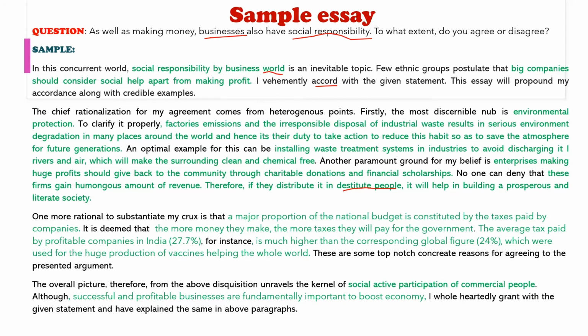So I'm saying that the rationale is that they earn too much money, and hence the tax paid is also very much, and the more they earn, the more tax they will pay, and this will help the government in doing various things. And then I'm giving the example that the average tax paid by profitable companies was more than the global figure, and this tax was used to produce vaccines which help everyone in the world. Okay, so these are some top-notch concrete reasons for agreeing with the presented argument.